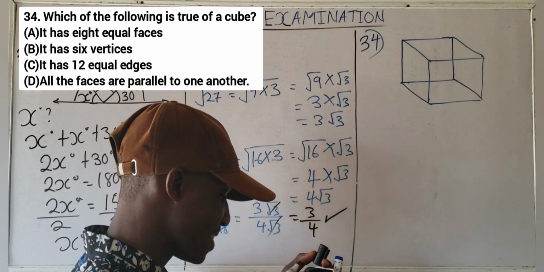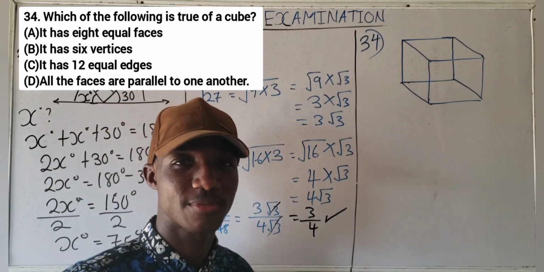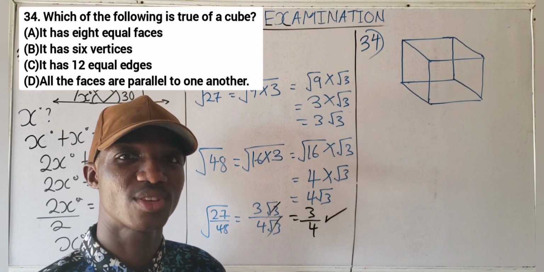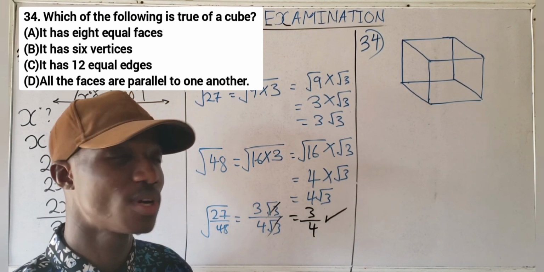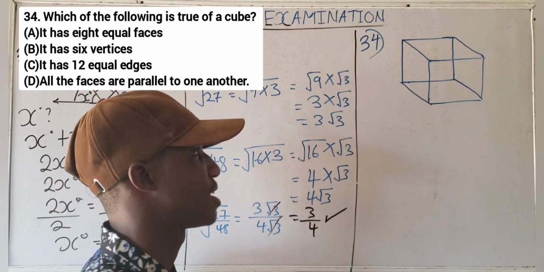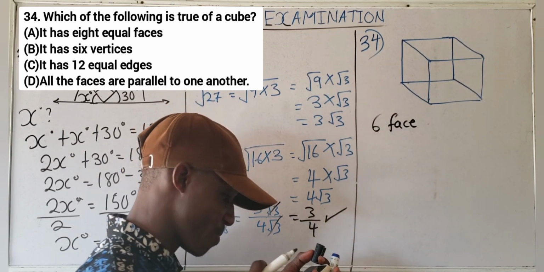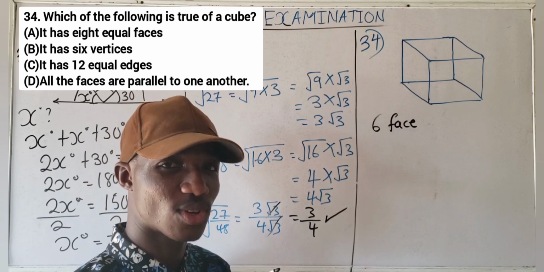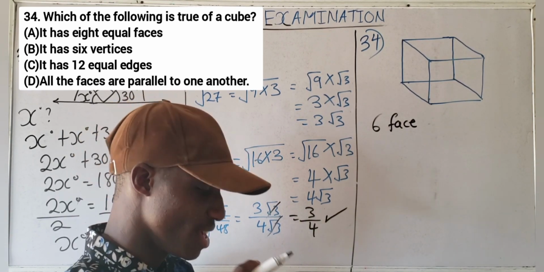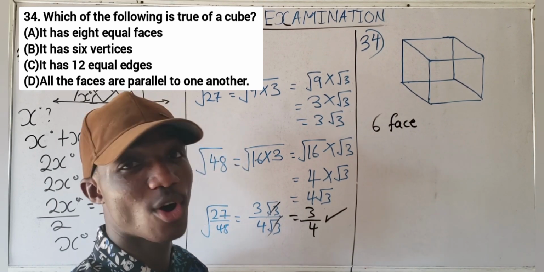Now let us identify the number of faces that this cube has. I'm very sure you will have seen a cubic sugar before, or even a die. A die is a typical representation of a cube, a cubic shape. Now listen. A die has how many faces? Of course, 6 faces. Now you can see that option A is not correct. Option A says it has 8 equal faces. That's not correct. A cube has 6 equal faces. So option A is not correct.